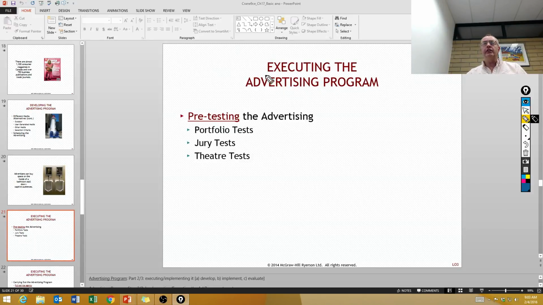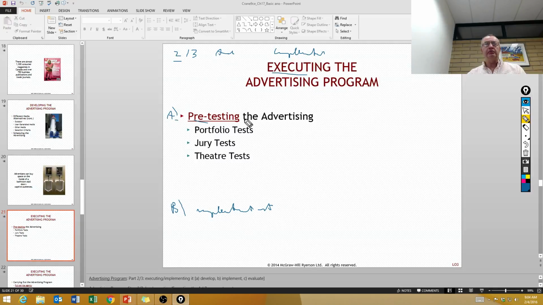Okay, so the next step is step 2 out of 3 in our overall ad program, and the second step is executing the program or implementing the program, whatever you want to call it. So we have some ads designed, and we want to start rolling them out. And so what we might do is we might pre-test the ad. So there are 2 steps in executing: A, there's this pre-testing stage, and B, there's the actual implementation stage.